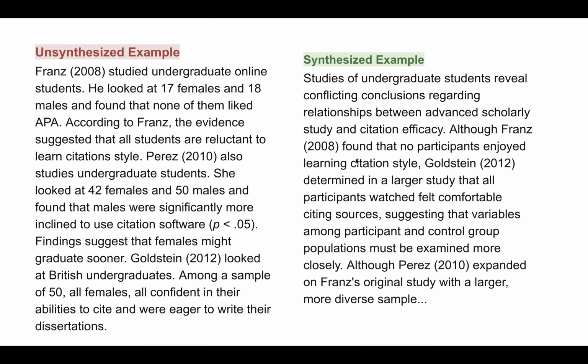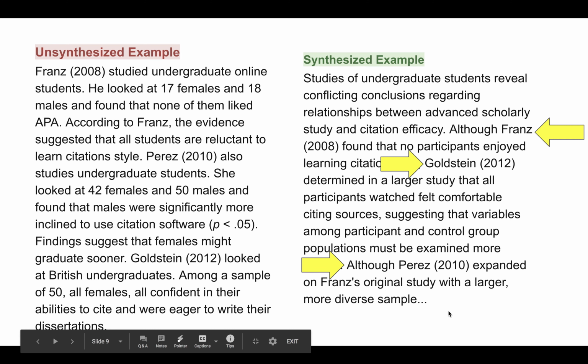Here's a better example because it includes synthesis connectors. So here we have, although Franz says this, Goldstein sort of on the other hand says this. So we're facilitating that conversation by showing how these sources are interacting with each other, the points where they diverge. So Goldstein says this instead. Here's another synthesis connector, although Perez said this. He expanded on Franz's study, right, and it would continue on.